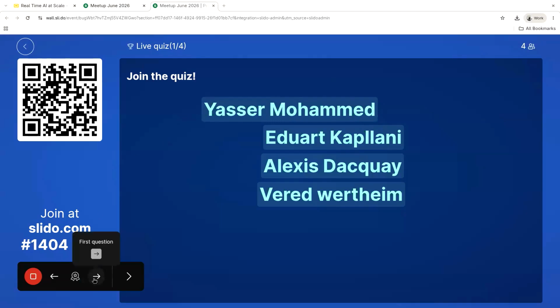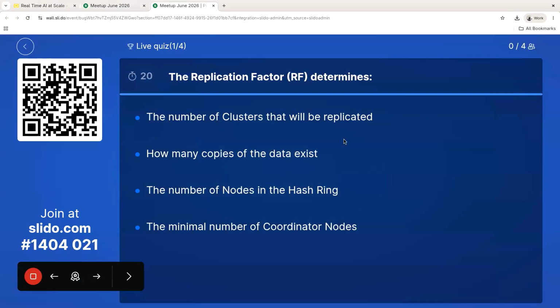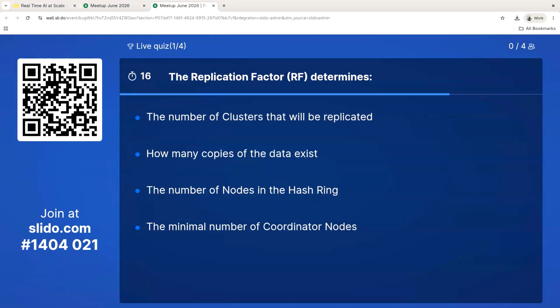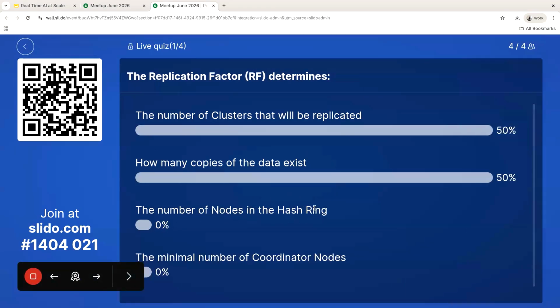Hope you're ready. So the first question is, the replication factor, or RF, determines the number of clusters that will be replicated, how many copies of the data exist, the number of nodes in the hash ring, or the minimal number of coordinator nodes. Which one is it? What does the replication factor determine? And the correct answer is how many copies of the data exist. So half of you got it correct.